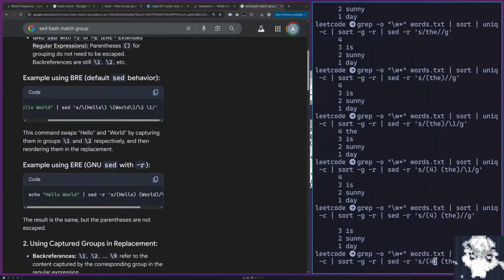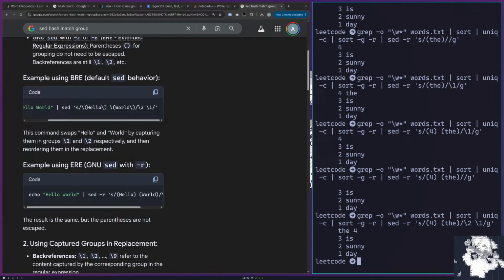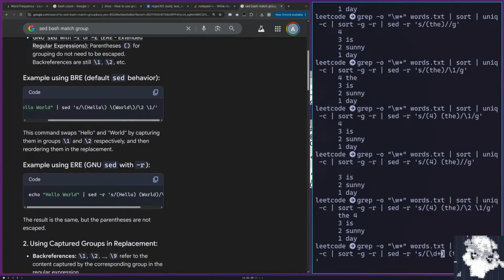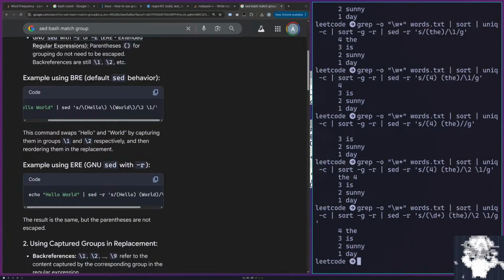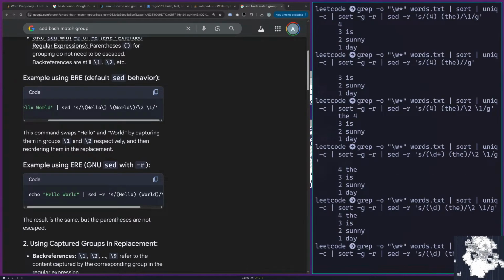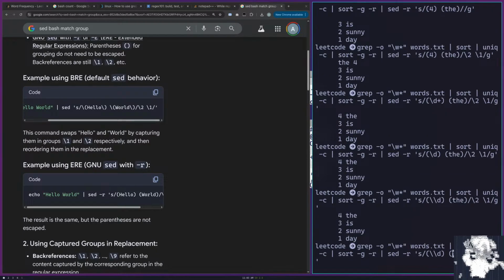So let's just keep extending it. And then what I want is /2/1. That flips them. Okay, now instead of 4, let's do many digits. That fails. What about 1 digit? That fails. Do I need to double escape or something?